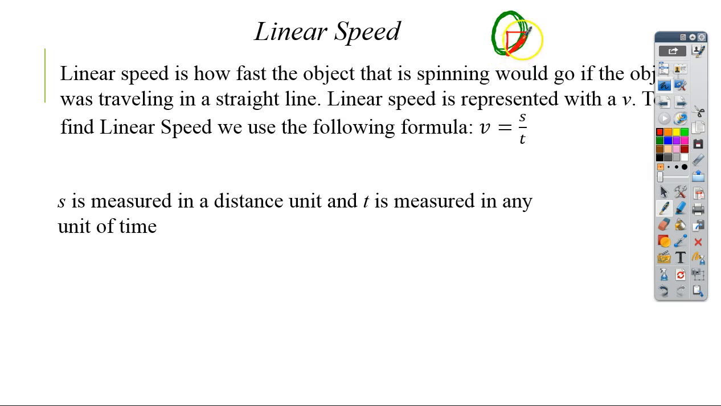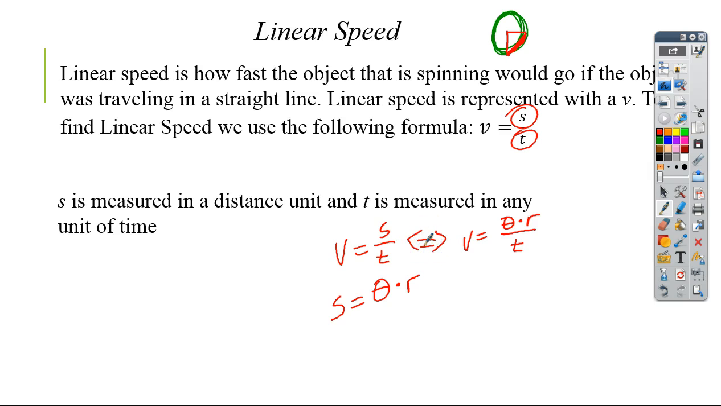Well, how did I find that distance before? Back in that first section, that's s per unit of time. So s is measured in distance and unit of time. So not only do you need to know that velocity is equal to distance over time, but you also need to know, in order to find my distance, that whole theta times radius business. So I could even stretch this out and say that velocity is equal to not only the distance, I could also say it is theta times my radius over time. Both of these are true. So let's take a look at some examples.